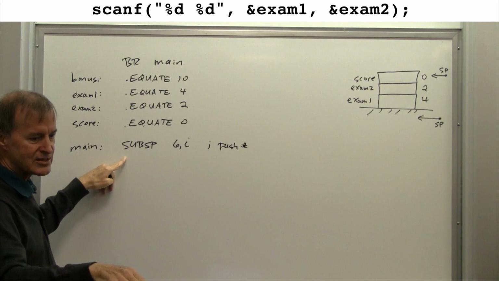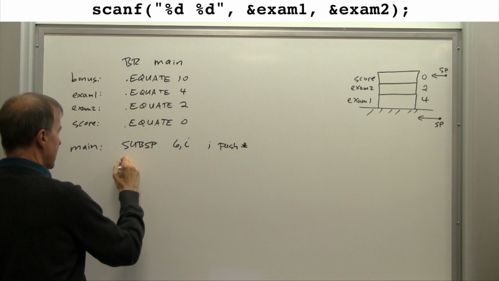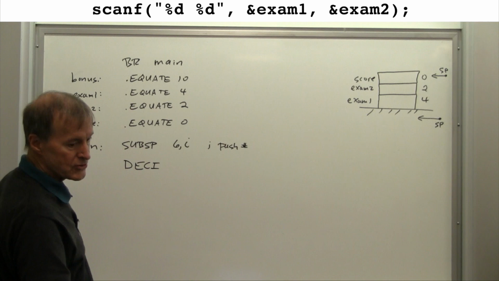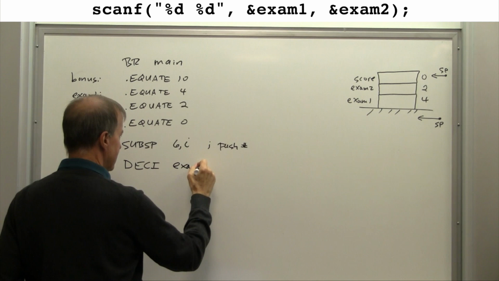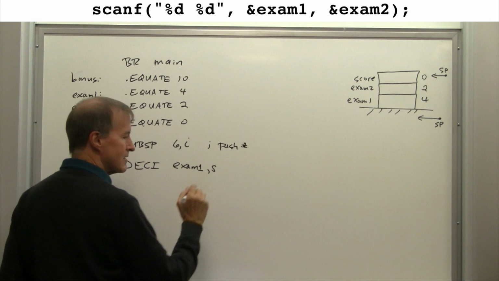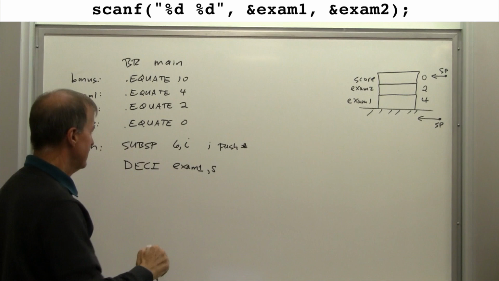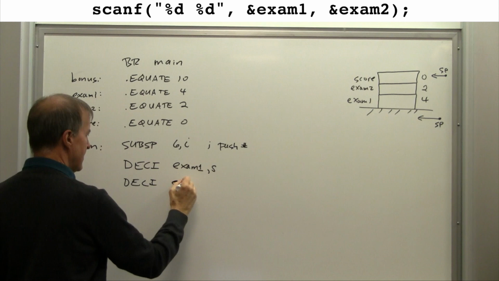Okay, now, what's the very next thing? Scanf, %d, ampersand exam 1. Can you translate scanf? Yeah, it's a decimal input. Exactly. Decimal input. Now, what are we doing a decimal input of? The first thing is what? Exam 1. So now this is deci exam 1. But now here's my question. What is the addressing mode? Could be S for scanf. Yes. Now you just put S instead of D. Because what that will do is take the stack pointer plus 4 here, and it'll deci into here. Now what's the next statement? Deci exam 2, stack relative. Is everybody clear?